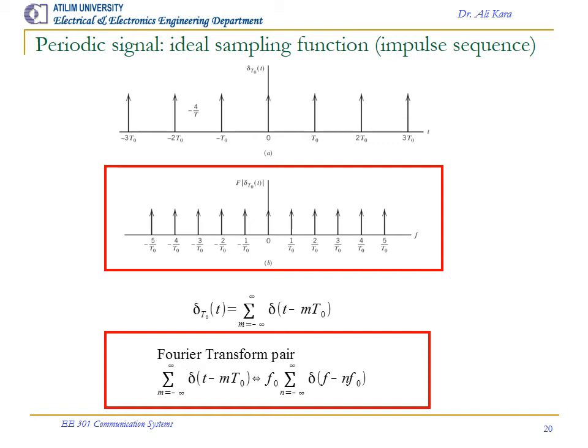This equality states that the Fourier transform of a periodic train of delta functions spaced T0 seconds apart consists of another set of delta functions weighted by the factor f0 and regularly spaced f0 hertz apart along the frequency axis, as seen in the figures.